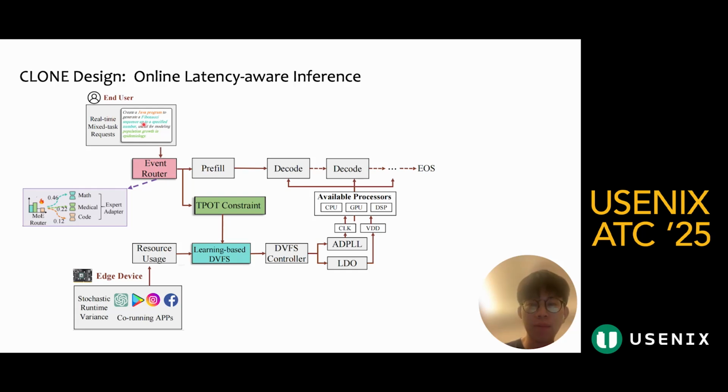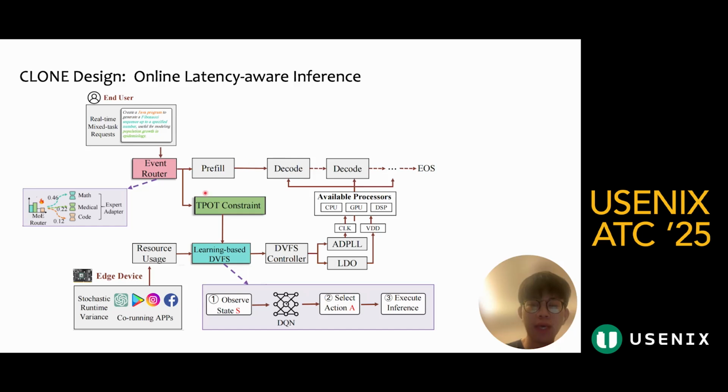For the real-time inference, the end user requests often come with mixed tasks, so we develop an event router that regards each downstream task as an expert and fine-tunes it with low-rank adaptation, that's LoRA. Based on the input, Clone uses this event router to rebuild an optimal adapter to improve the performance.